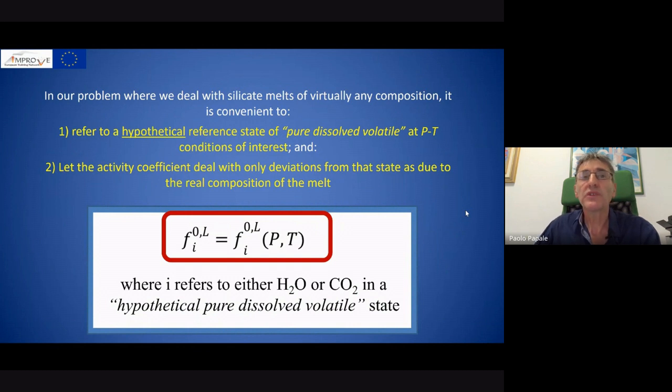Okay, we have a choice for the reference state, but how do we implement it in practice? We know that we need an equation of state for the theoretical, hypothetical, pure dissolved volatile that we still don't have. But even if we had it, how would that define the reference fugacity? That's what we are about to see.